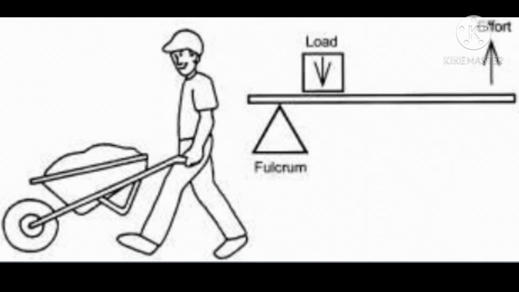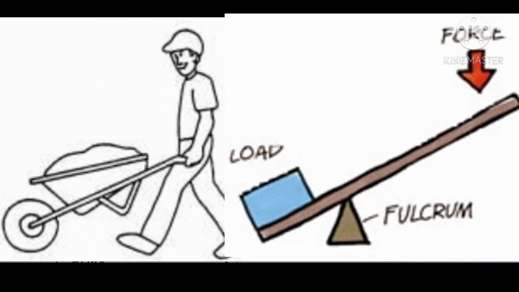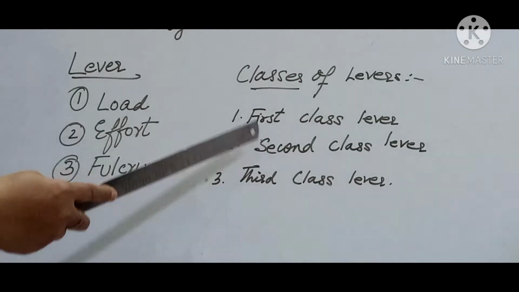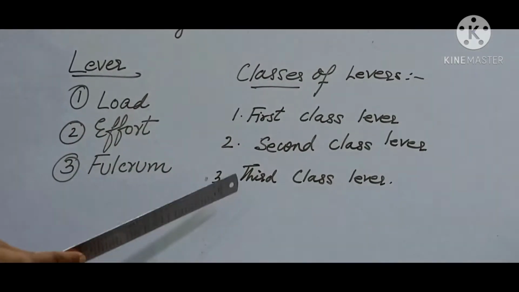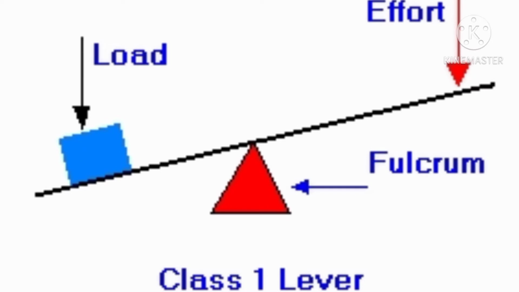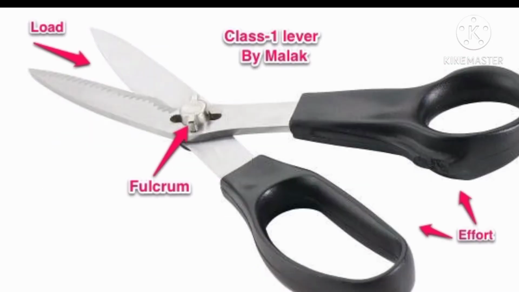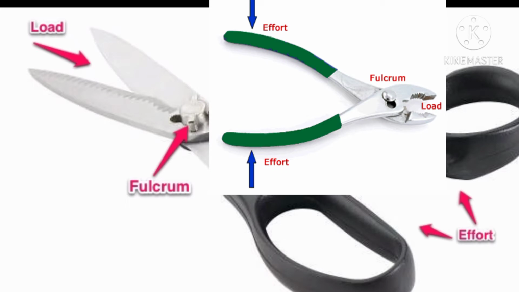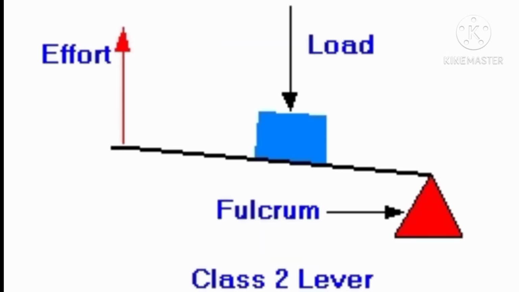Depending on the position of the fulcrum, the load and the effort, levers are basically classified into 3 categories: first class lever, second class lever, and third class lever. Now let's study these 3 classes of lever in detail. In first class levers, the fulcrum is in between the load and effort. Some common examples of this type of lever are seesaw, scissors, beam balance, etc.